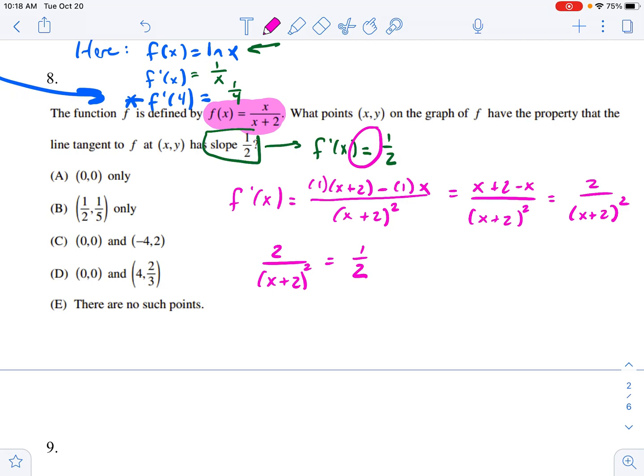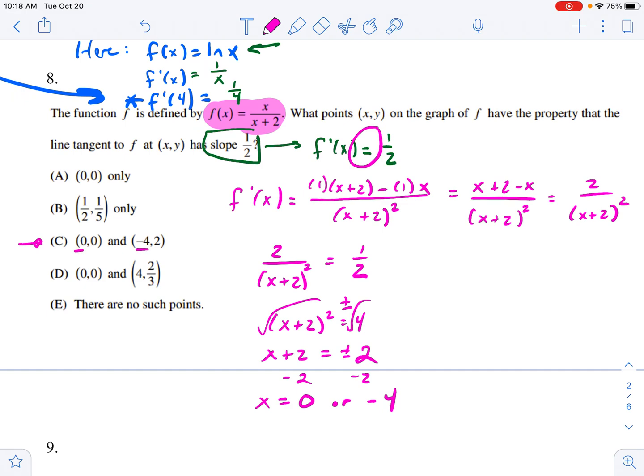Let's see, I'll cross multiply. I'll take the square root. Now be careful here. When I take the square root of both sides, I have to remember a plus or minus on the right. So if I subtract 2, I'm going to get two things. Positive 2 minus 2 is 0, or negative 2 minus 2 is negative 4. So it looks like we have two x values that will make the derivative equal to 1/2. And with a little common sense, it looks like it's going to be choice C, because those are the ones with the correct x values.